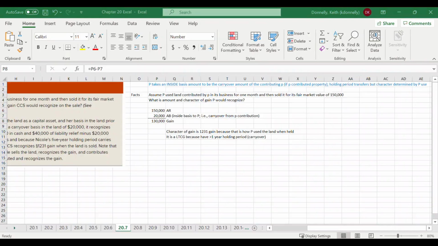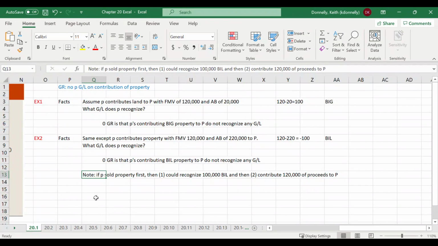Let's see that here in 21, right? So we have a partner, they contribute land that has a fair market value and an adjusted basis of 20,000. It's built-in gain property, right? How much gain or loss does the partner recognize? In this case, it's going to be zero. The general rule is that a partner contributing property is not going to recognize any gain or loss upon contributing it.